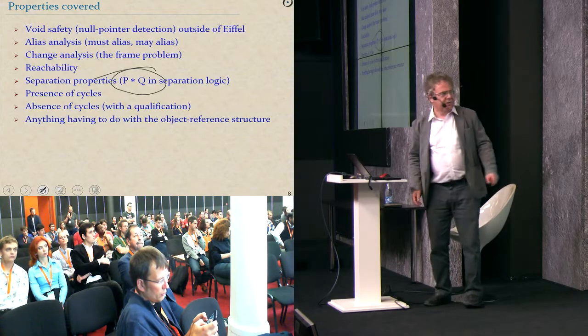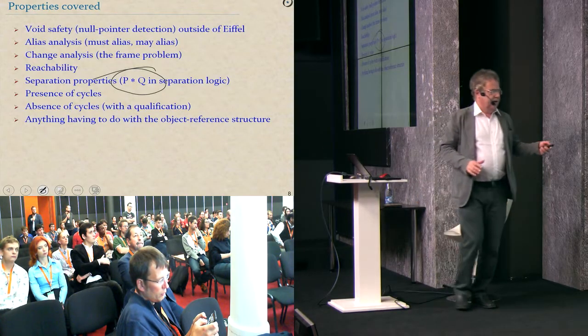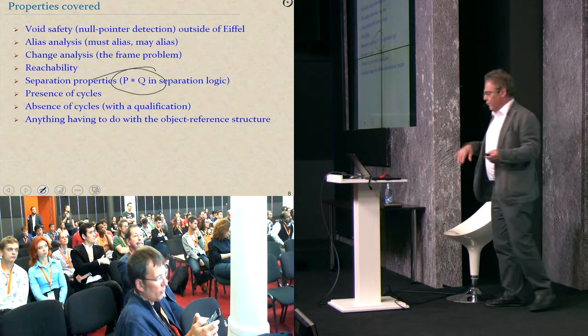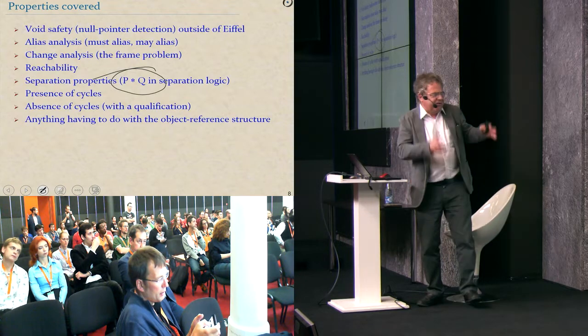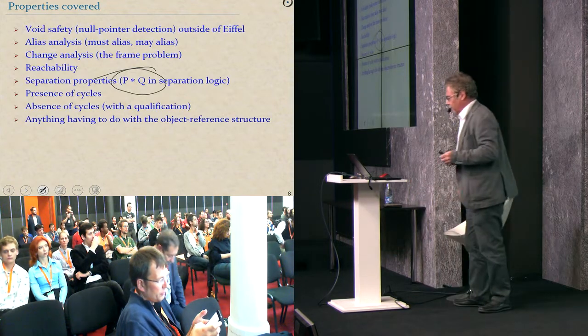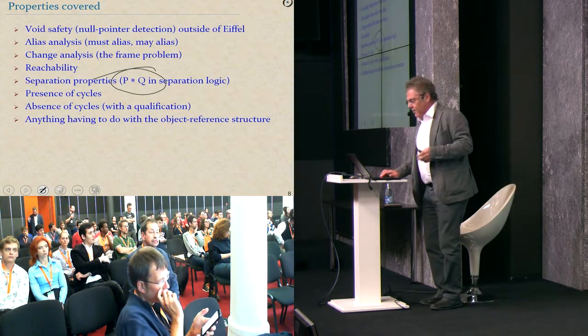So we can handle this. Presence of cycles that we can show, absence of cycle with some qualification which I may or may not have the time to give, and in general anything having to do with the object reference structure. So it's very important.